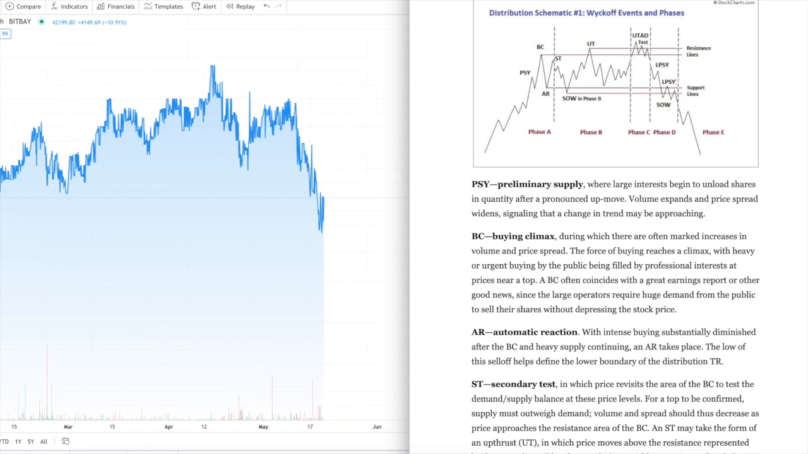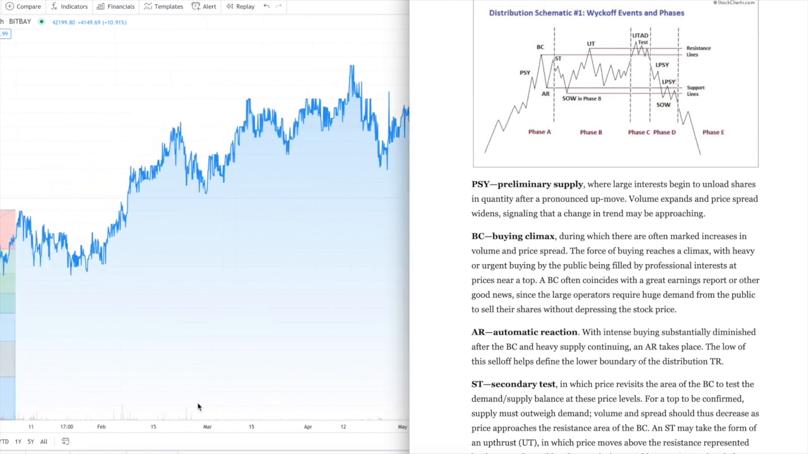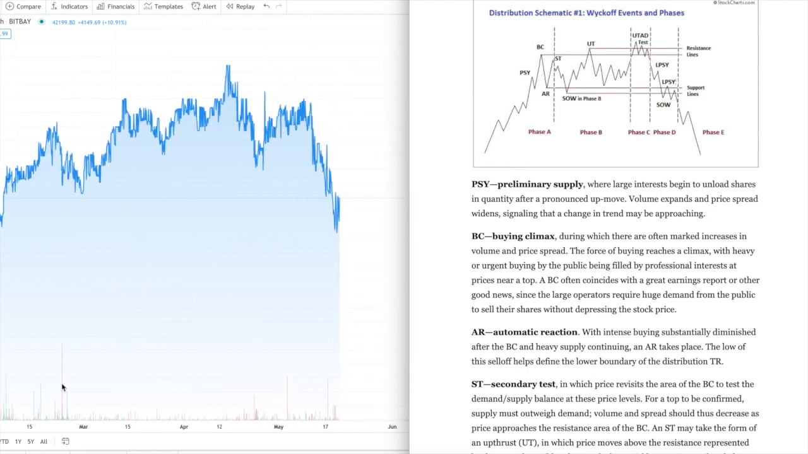You can see all these volume spikes here. These are very important. These are both buying and selling actions. When you have lots of volume, that is a signal for either a secondary test, an automatic reaction, buying climaxes, or preliminary supplies. So all the different volume sections that you see are important, and you will see them on the chart below as we go.